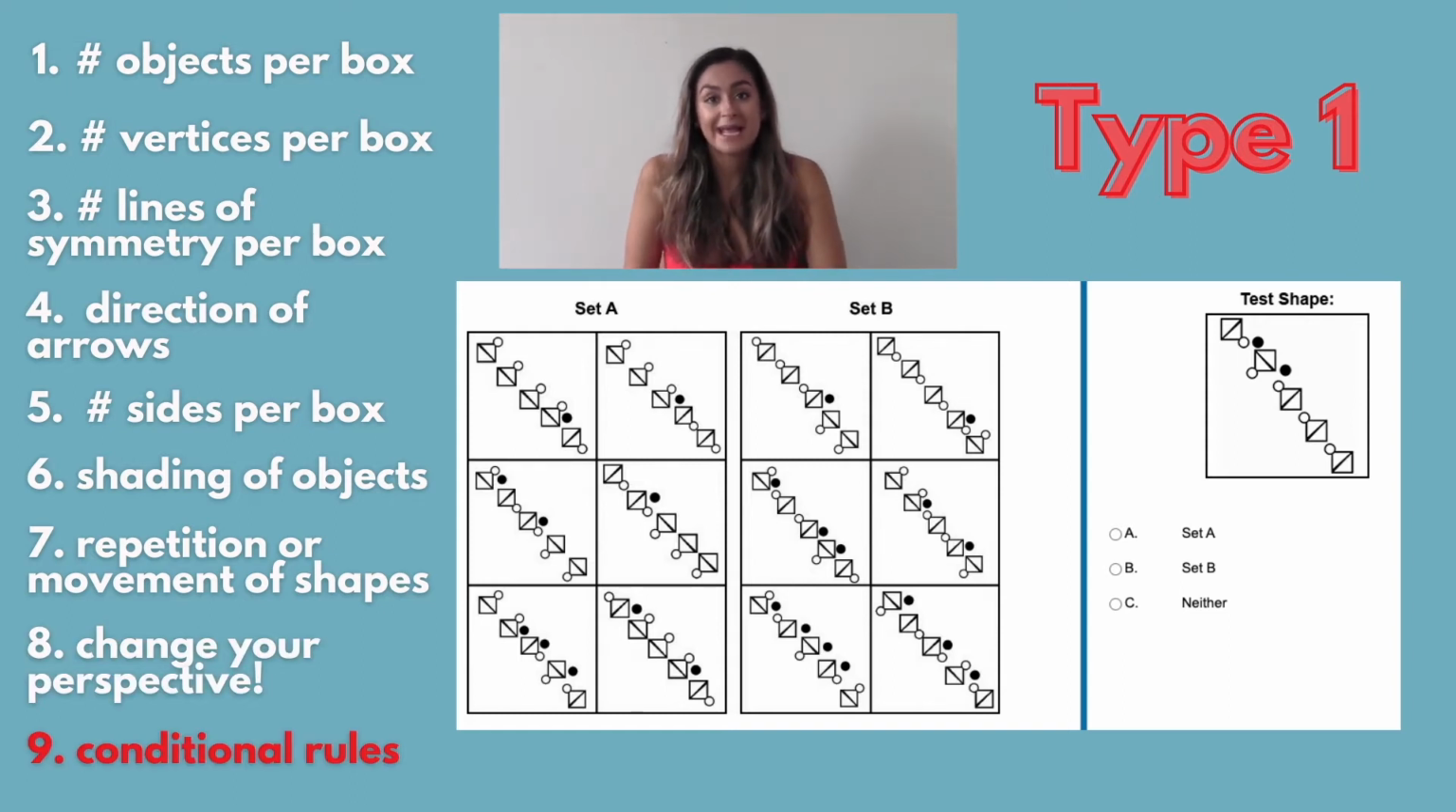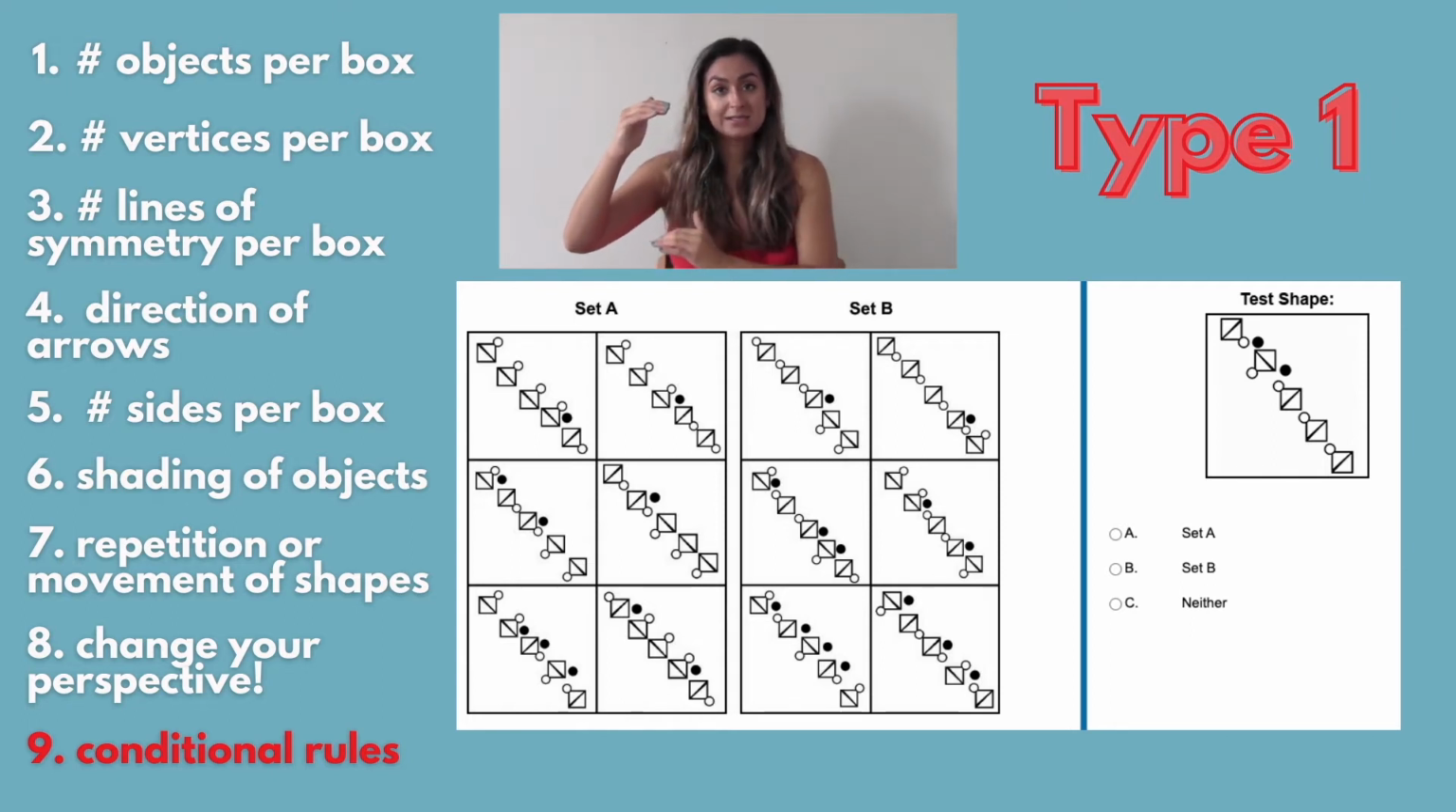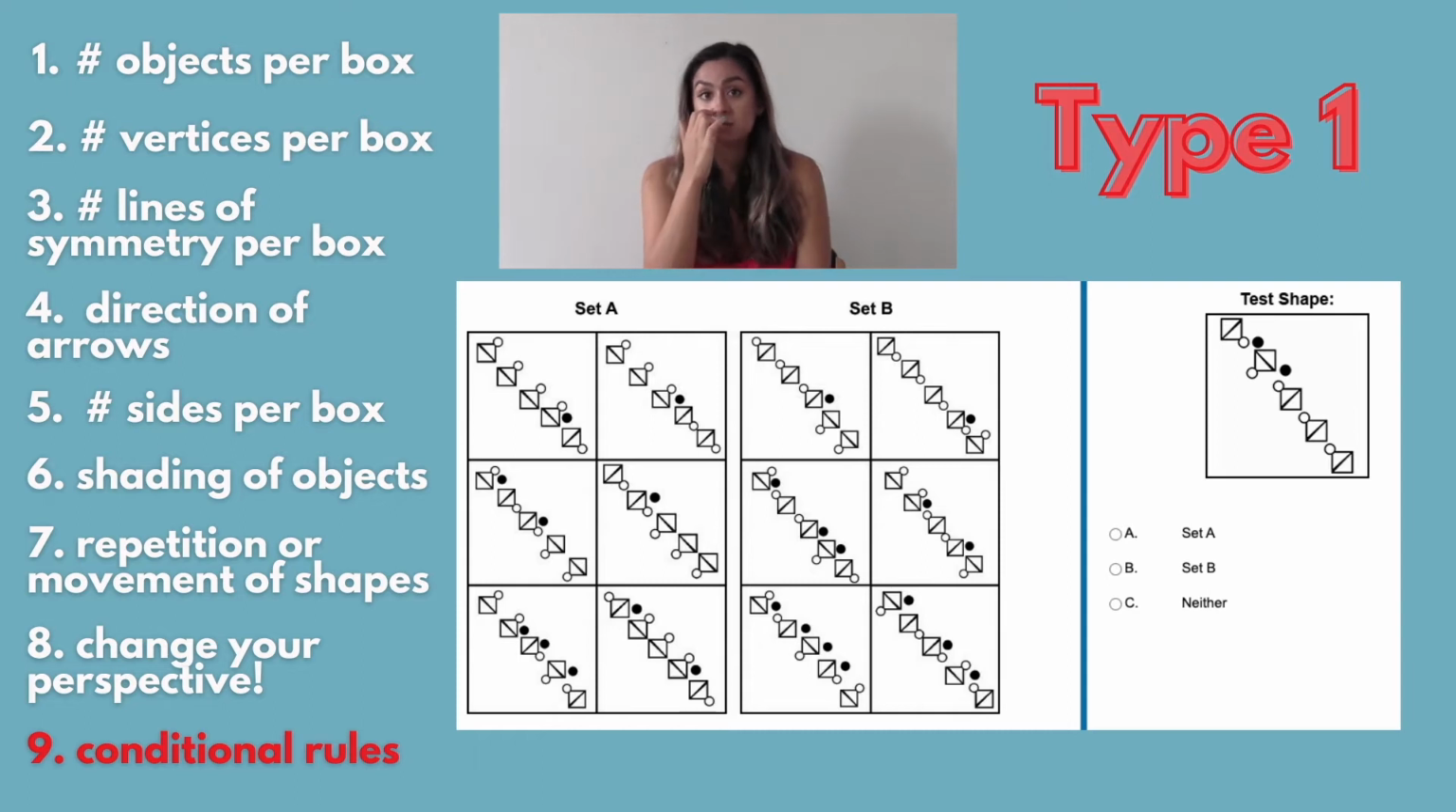And something else to remember is that sometimes they have more than one rule within a box. So I'm always an advocate for, you found one rule and then you look at the answers and see whether or not it matches. If it matches but it doesn't feel quite right, look for a second rule. So it could be that in set A there are 3 lines of symmetry in each box, but if there's a circle then there's always a triangle shaded black, okay? So that's a conditional rule: if there's a circle, the triangle is shaded black.